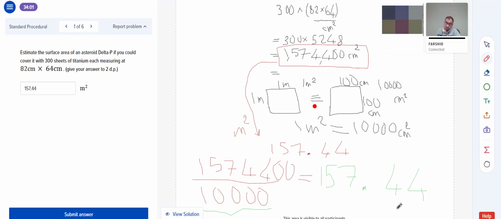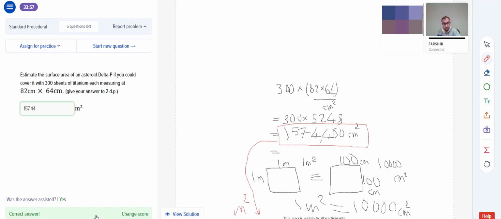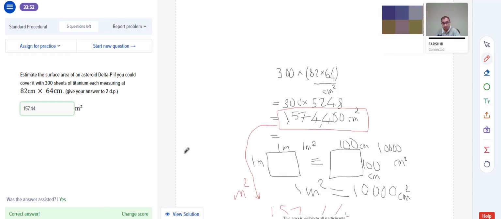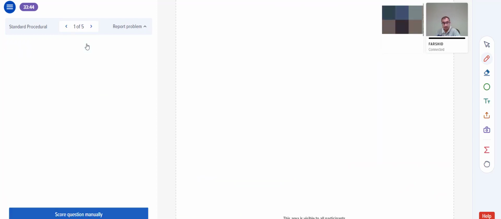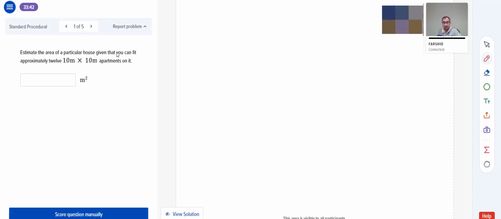So it will move back to the left for 4 digits. 1, 2, 3, 4. We submit this one. See? And now it is square meters. So we changed it from square centimeters to square meters. Good job. Next one, please.